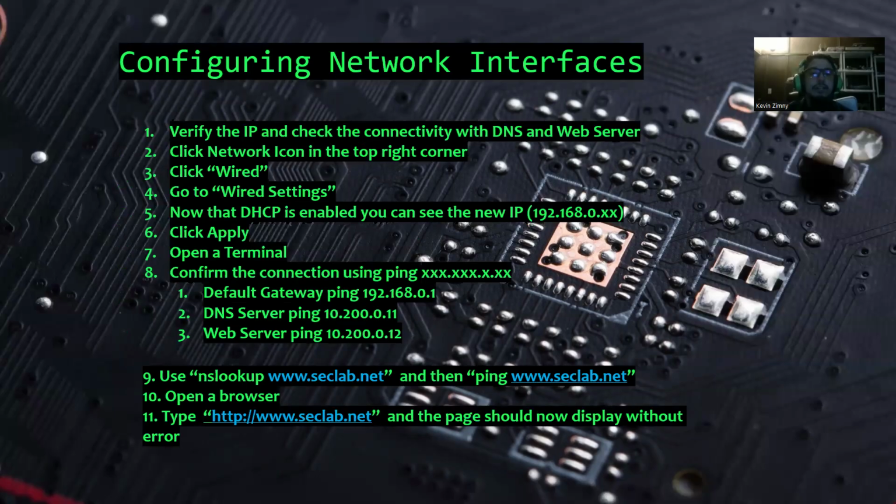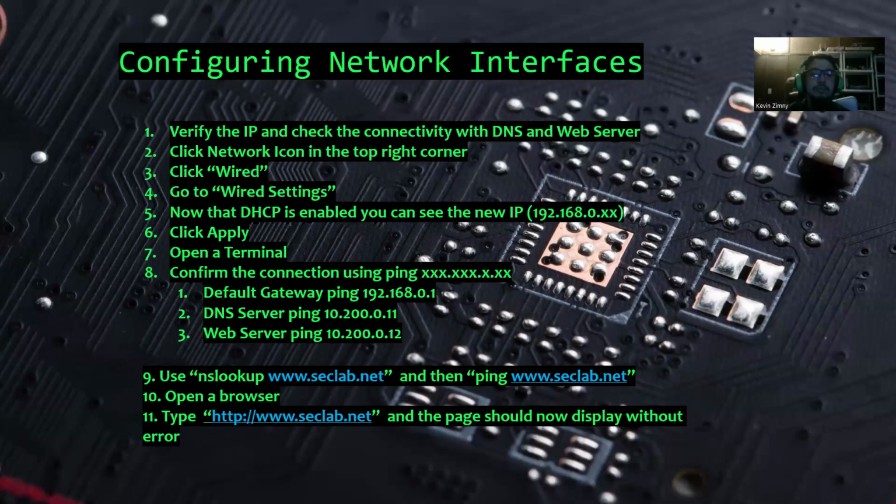You're going to want to verify the IP and check the connectivity with the DNS server and the web server. Click the network icon in the top right corner, click Wired, go to Wired Settings, and now that DHCP is enabled, you can see that the new IP address is a 192 address.